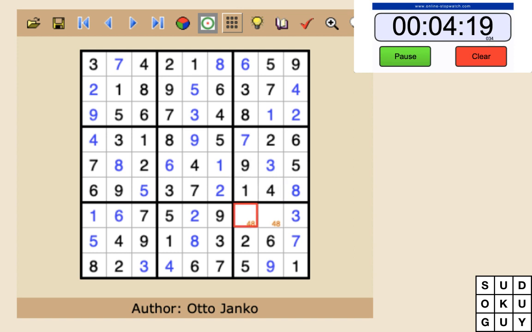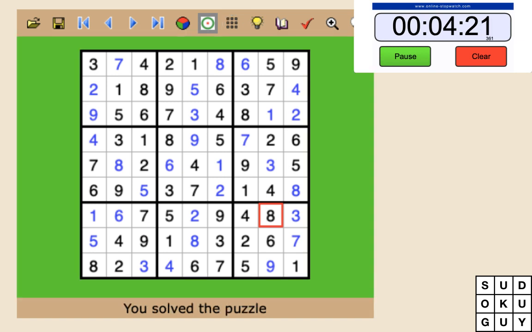Missing 1 and 4, and 4 and 8. 4:21. I'm gonna write that time down. Didn't feel like I was going very fast, but that's a pretty decent time for me.